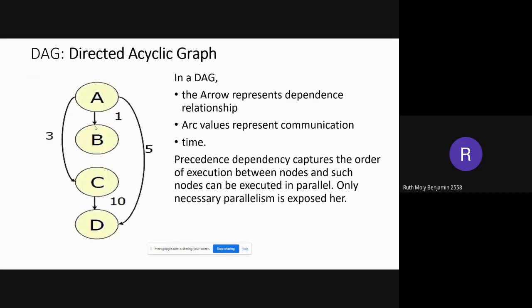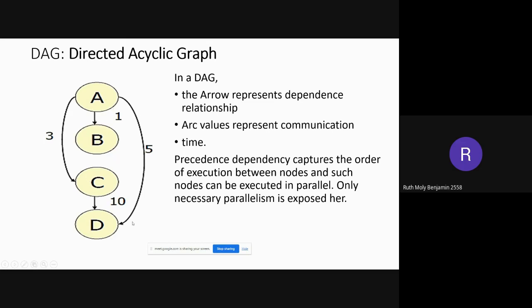So what do you mean by DAG, or directed acyclic graph? In a DAG, this is an example of a DAG, that is a graph. You can see two arrows here and two arrows here. These arrows represent the dependence relation, the relation between the terms A and B, or B and C.